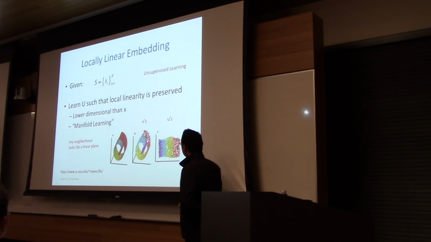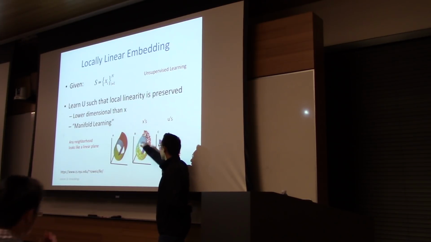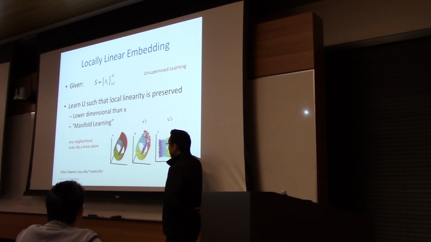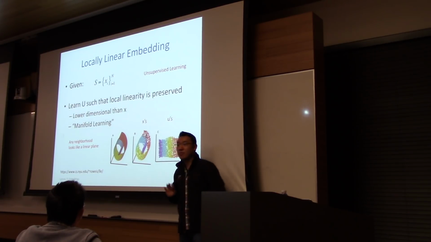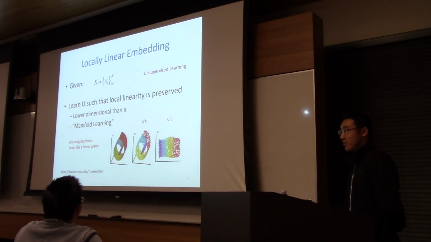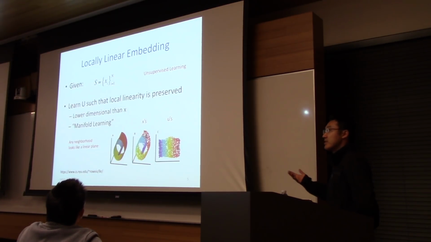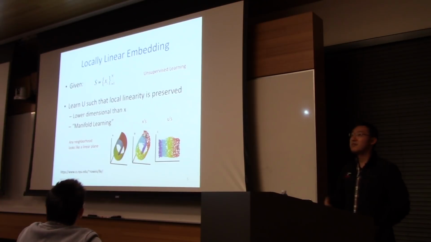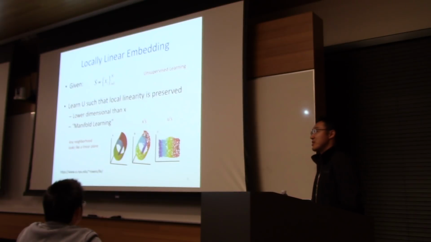And the goal then is to learn for every point here, a point here, right? And so associate a U with every X, where this U is two-dimensional instead of three, so it's lower dimensional than X. And you preserve the local properties, right? So here, local linearity is preserved. And we'll formalize what local linearity means in a few slides. But that's the basic idea. A different way of saying this is, if this is a two-dimensional manifold living in a three-dimensional space, we want to actually learn a parameterization of this two-dimensional manifold.